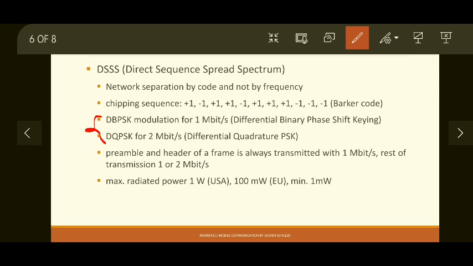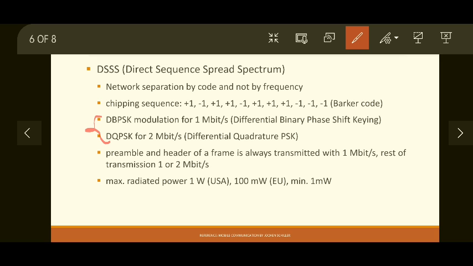The modulation schemes are either DBPSK or DQPSK, depending on the data rate you want. DBPSK modulation is for 1 Mbps and DQPSK modulation is for 2 Mbps. DBPSK stands for differential binary phase shift keying and DQPSK stands for differential quadrature phase shift keying. The details of these modulation technologies are out of the scope of our syllabus, so we will not discuss them in detail.